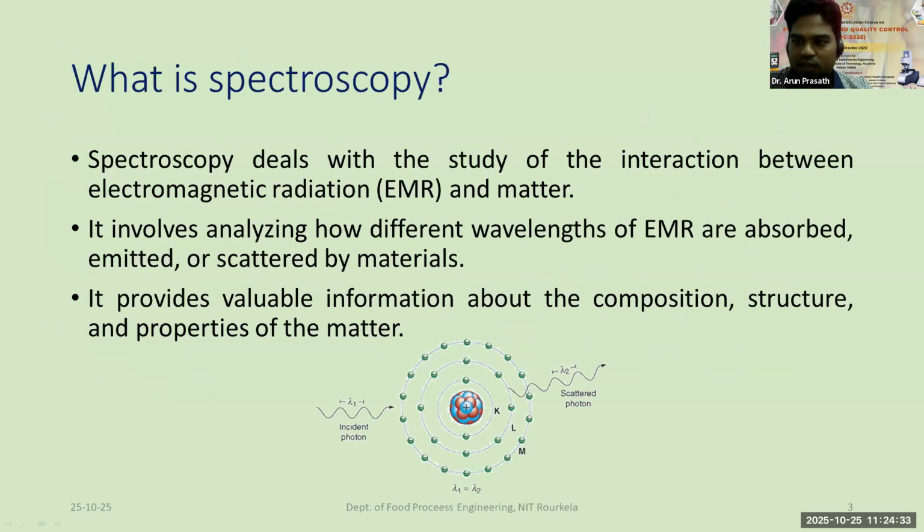I will explain what the visible range is and which kinds of light fall within that electromagnetic radiation spectrum, in which band of the spectrum the visible lights are. We'll explain that in later slides. It involves analyzing how different wavelengths of electromagnetic radiation are absorbed, emitted, or scattered by a material. So it provides valuable information about the composition, structure, and properties of matter.